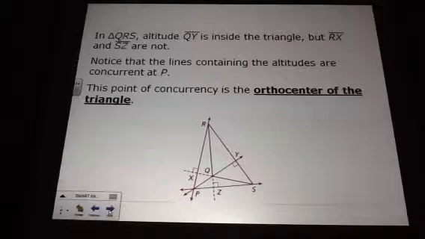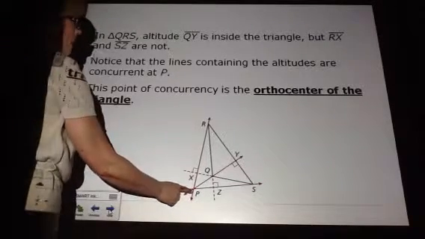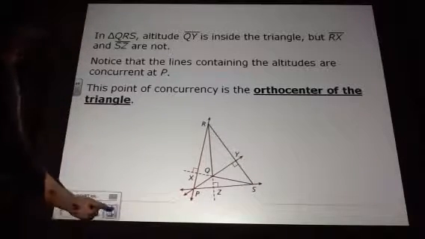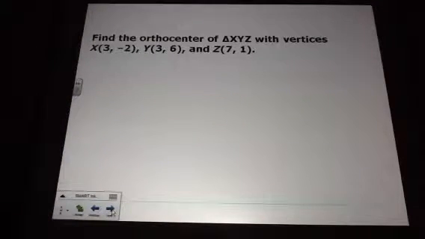Okay, triangle QRS, altitude QY is inside the triangle, but RX and SC are on the outside. That's what I just showed you. Notice that the lines containing the altitudes are concurrent at point P. This point of concurrency is called the orthocenter of the triangle. Orthocenter of the triangle. Find the orthocenter of triangle XYZ with these vertices.